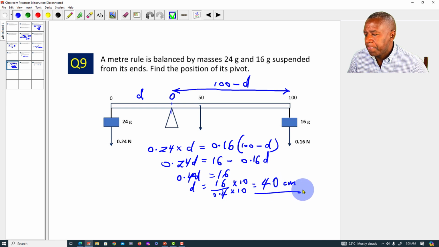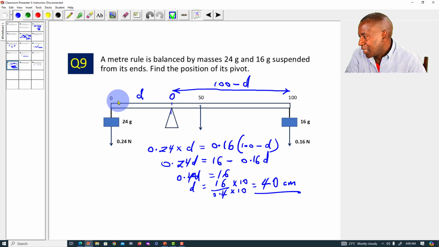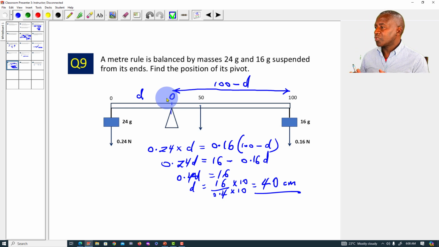centimeters. So if this is 40 centimeters, the pivot must be at the 40 centimeter mark. The pivot must be at the 40 centimeter mark. If D is 40 and this is the 0 centimeter mark, then this must be at the 40 centimeter mark, because that is where we've been asked to find the position of the pivot.